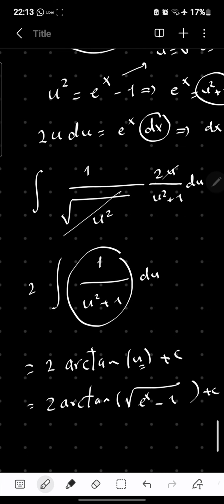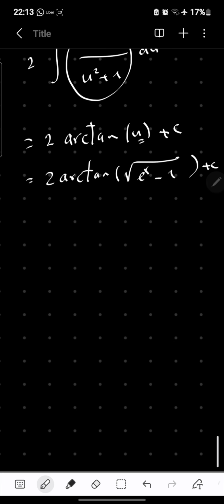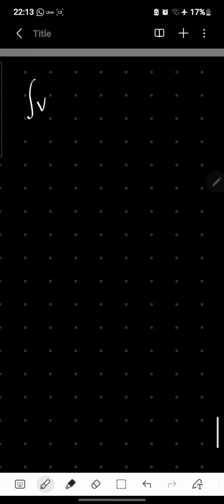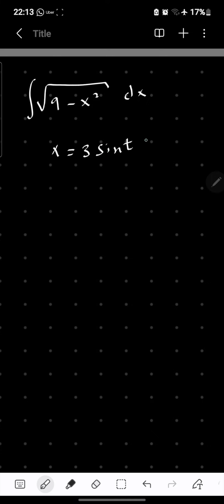Now, this is the idea of integration by substitution. We have special cases of integration by substitution, like this one, integration of square root 9 minus x squared dx. We don't have a direct primitive rule to integrate this one, so we have a special substitution that will be given in the exam. So we can take x equal 3 sine t or 3 sine u, whatever. So dx will be 3 cosine t dt.